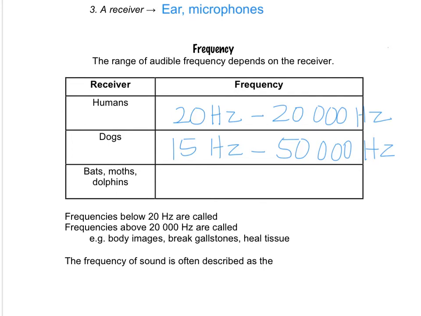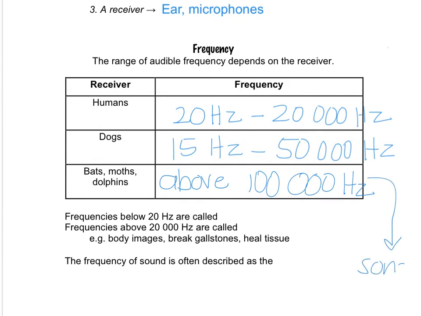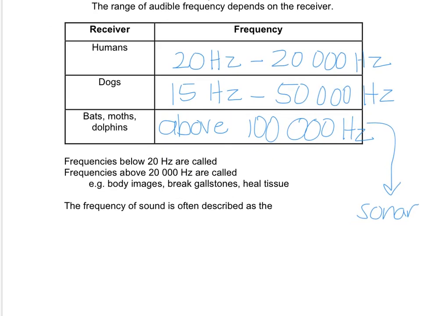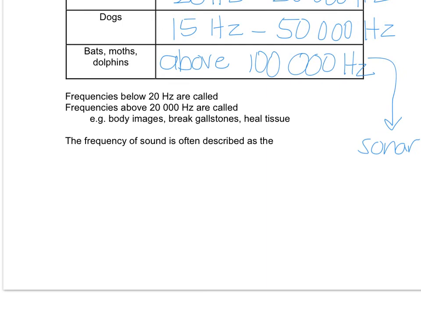Bats and moths and dolphins, they all can hear above 100,000 hertz. And they're using something called sonar to hear. Echolocation.